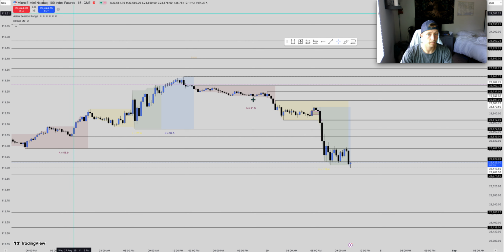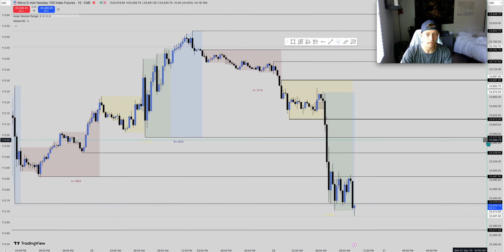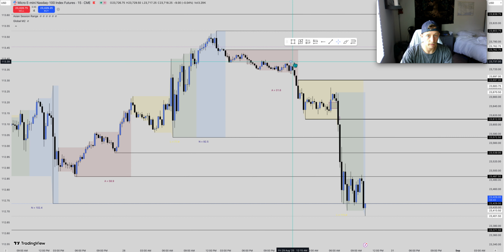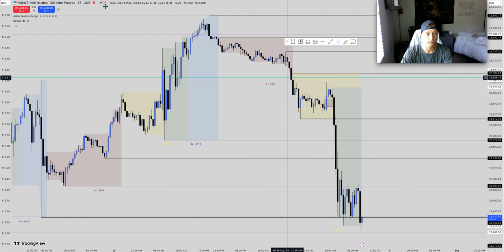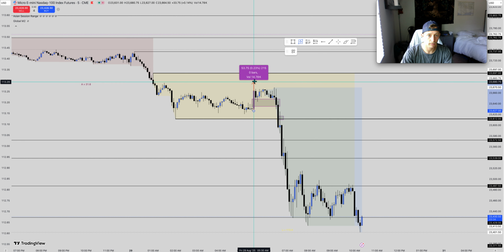Coming down to the 15-minute, we can see the levels 1, 2, 3, 4, and then to the downside. So, news at 5:30 was this candle. That was about 70 points, I think. 53.